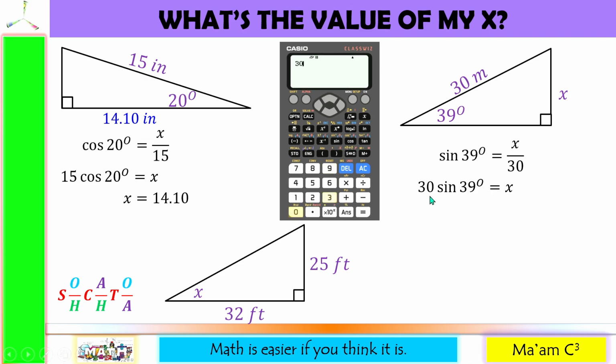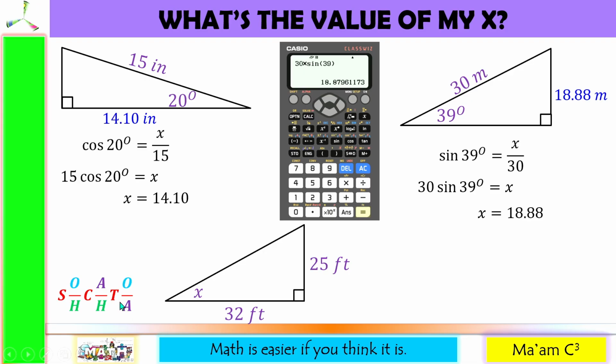We have 30 times sine 39 degrees, and it is equal to 18.88, round off to the nearest hundredths. So this side here measures 18.88 meters. Last one, in reference to this angle, which is actually missing, this side is the opposite, while this one is the adjacent. Which trigonometric ratio involves opposite and adjacent?